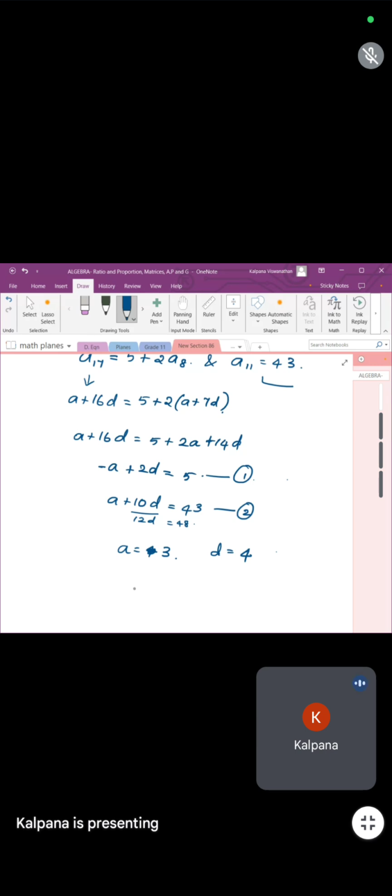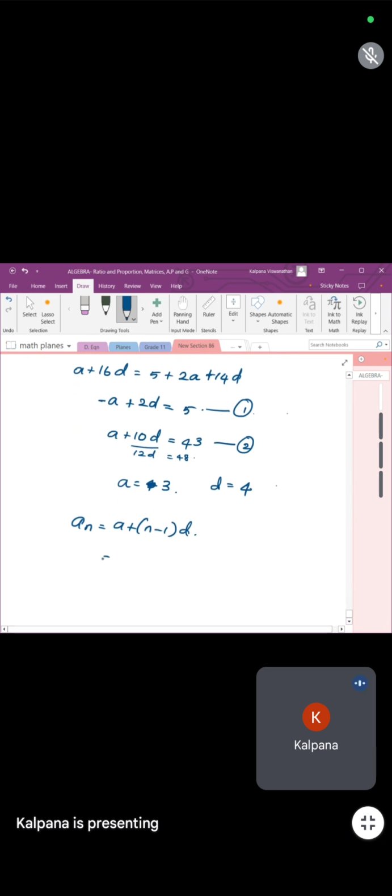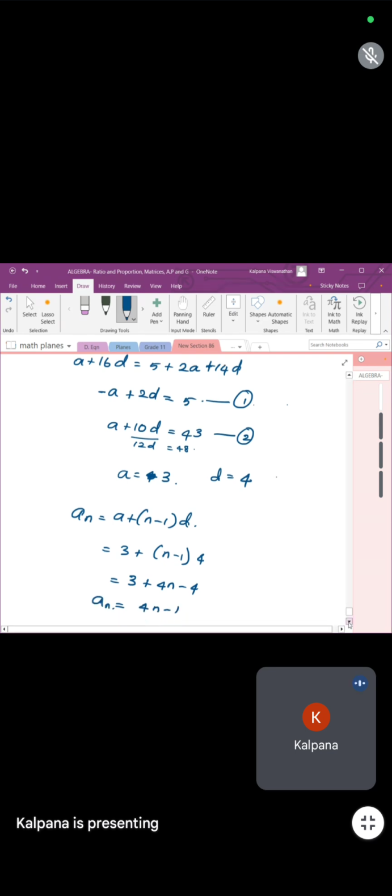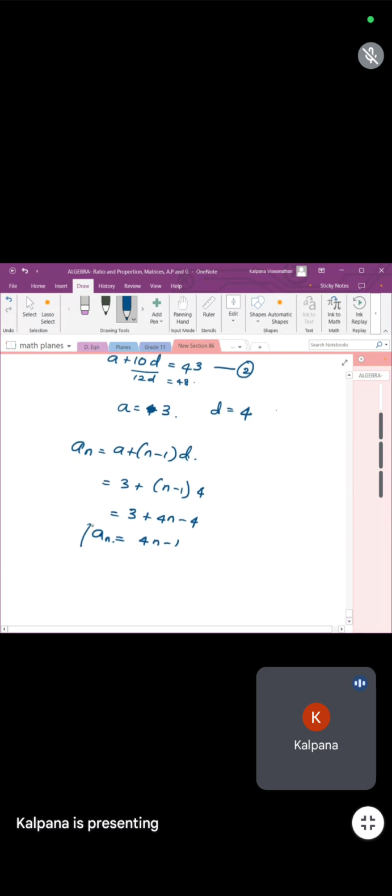After that, what are we supposed to find? Find the nth term. How do we write the nth term? an is a plus (n minus 1) d. In the nth term, you substitute whatever we got. That is 3 plus (n minus 1) into 4. So an is 3 plus 4n minus 4, that is 4n minus 1. So the nth term is 4n minus 1.